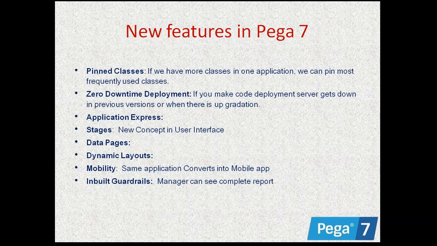Many options are there, which I'll discuss later. Pinned classes, and downtime deployment is zero here. For application Express, if you want to build an application, in the previous versions we used to have profiler and accelerator, but in the current version we don't have those. By default we get Application Express, and a new concept called stages is added in Pega 7. Data pages, dynamic layouts, mobility: whatever application you develop will automatically convert into a mobile app also. These are some of the new features added in Pega 7.